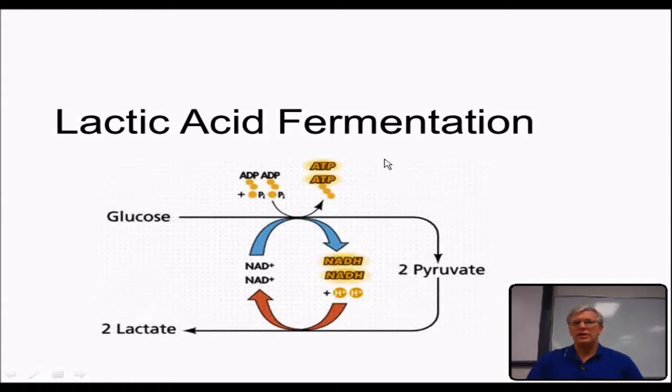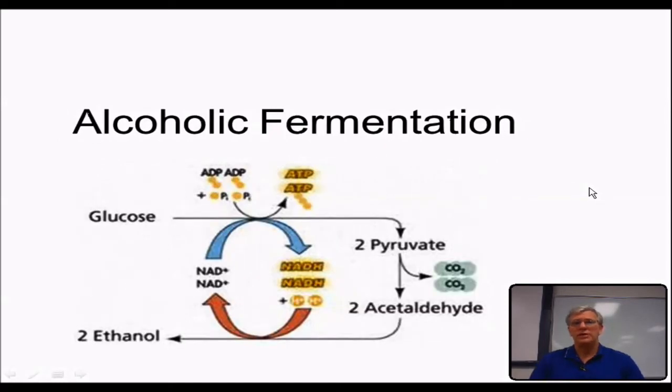Now this happens, as I said, in our muscle cells. It also happens in yogurt, for instance. The fermentation process of yogurt is lactic acid fermentation. The second type of fermentation is called alcoholic fermentation. And this is what goes on in making wine or beer, or even making bread.